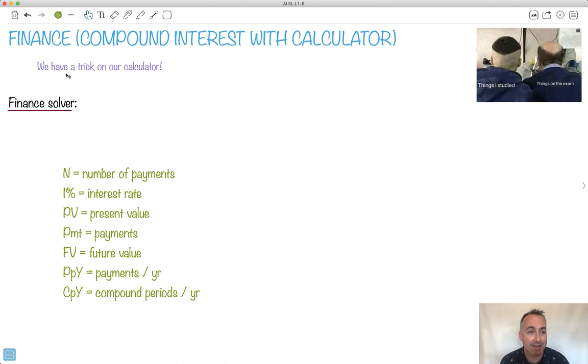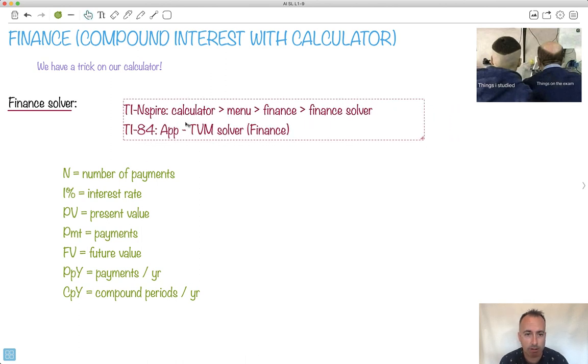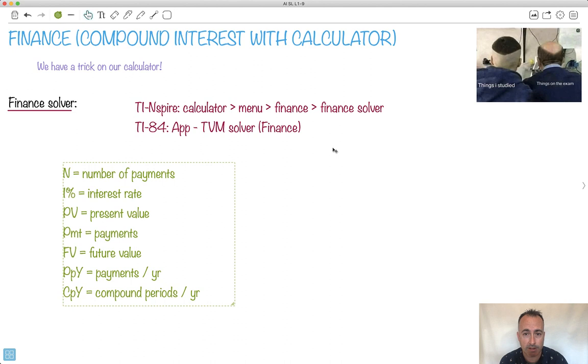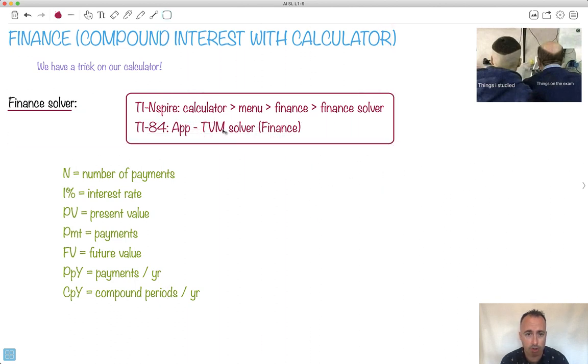All right, so we have a trick for our calculator. It depends on the calculator you use. If you use the TI Inspire, I think we have a trick like this right here. We go to calculator and menu and finance and go to the finance solver. If you have the 84, it's an app. I can't remember, I think it's called TVM Solver. It's something around finance, something like that. And if you have a Casio or other one, just take a look and see. But they have finance solvers for you.